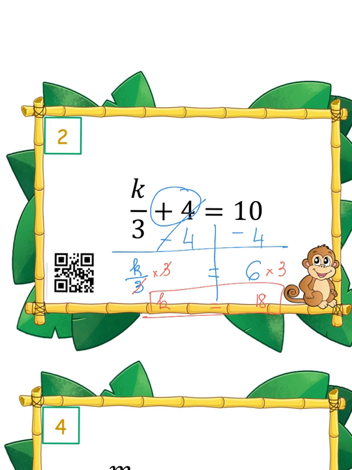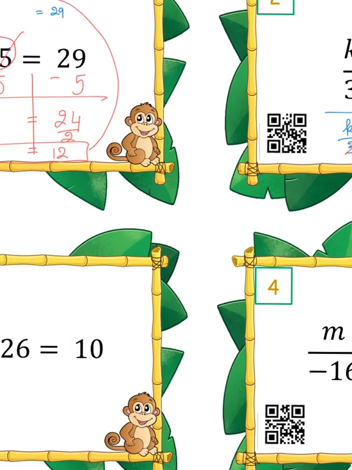Let's check the answer. I substitute 18 into the k. So 18 over 3, add 4. 18 over 3 is 6. 6 add 4 is 10. So my answer k equals 18 is correct.